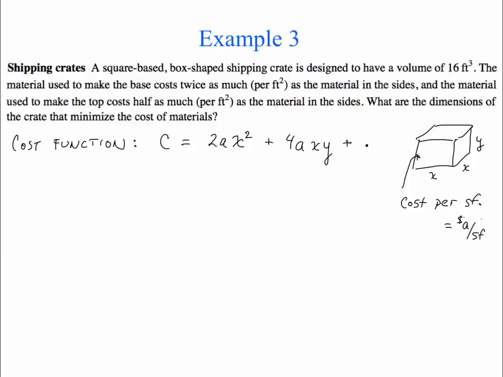Plus half A x squared. Agree with that? Okay, so we've got a cost kind of equation. We need a cost function. So what's wrong with this? Why do we need to keep refining it?